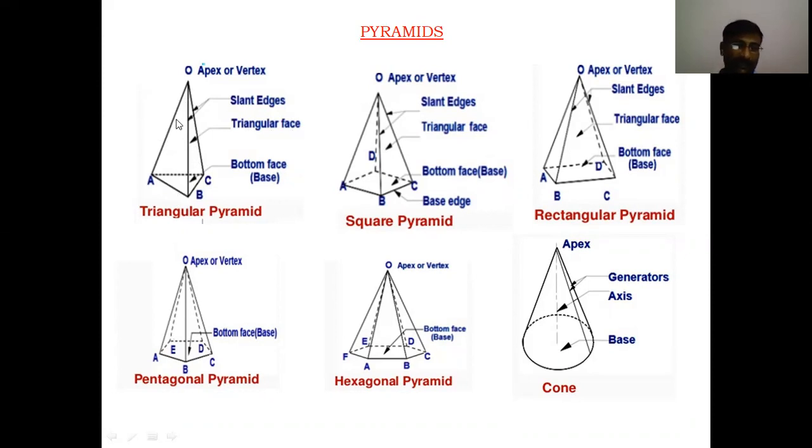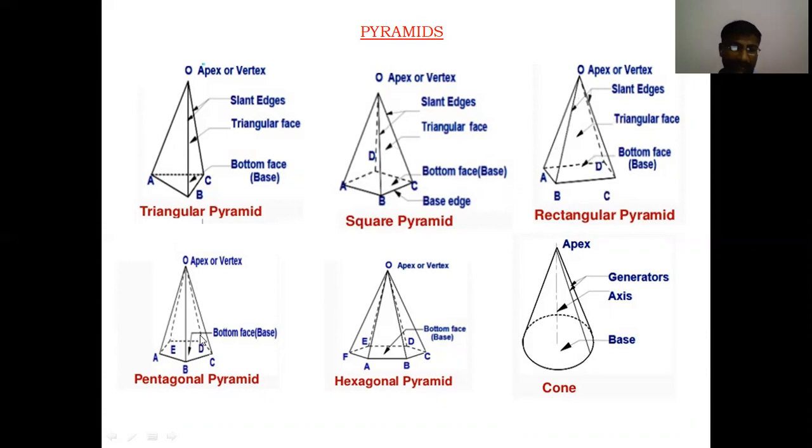Third one is back side of the diagram. Bottom face or base. This is the apex point or vertex point. This is a square pyramid: the base is a square, and the base corners are connected to a common point, the apex, with the slant edges. This is called the square pyramid.